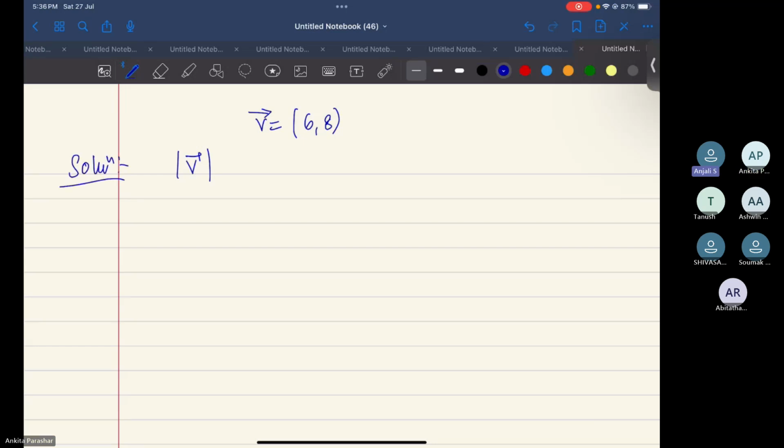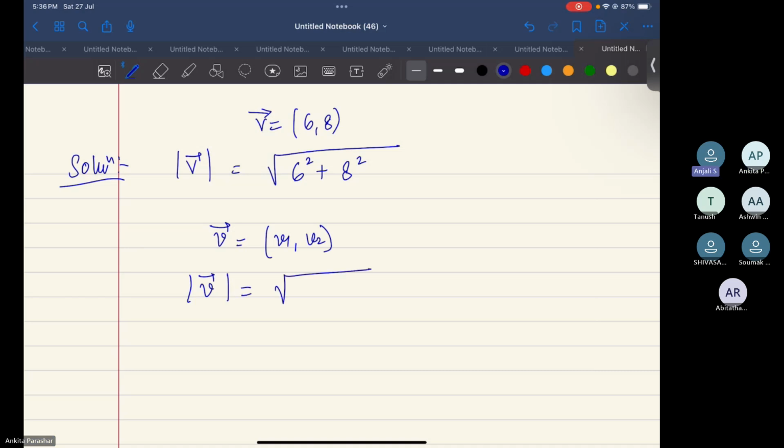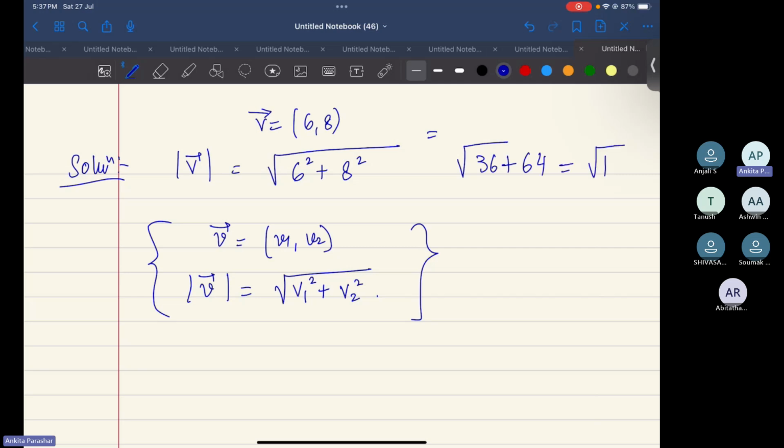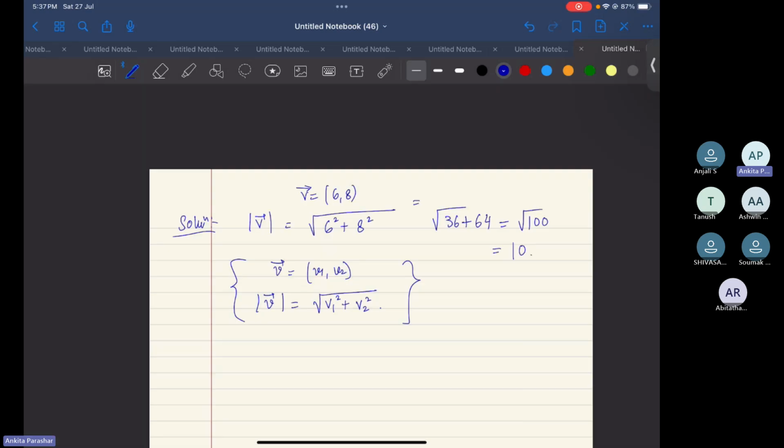Square root of 6 square plus 8 square. Alright, so if I write a general vector with v1, v2, how would you write the magnitude of v? It is the square root of the first component square plus the second component square. Exactly right, that is exactly the formula. So you have 36 plus 64, which is the square root of 100, and this is exactly 10. Yeah, so we are getting 10.